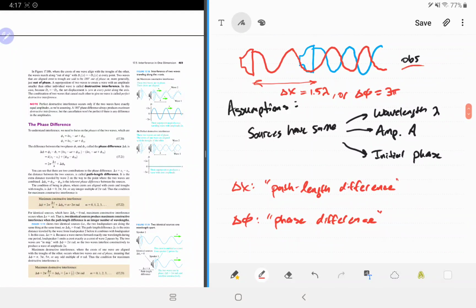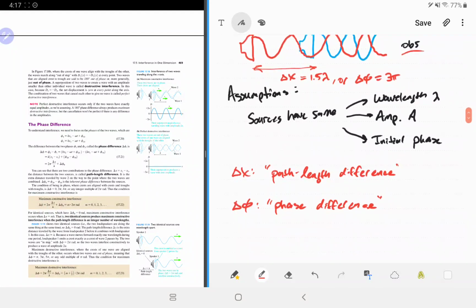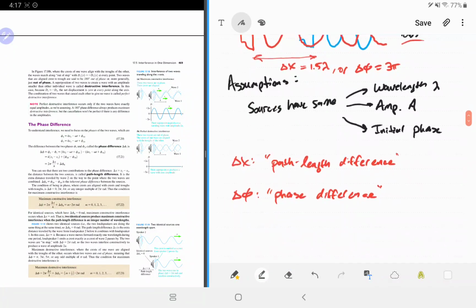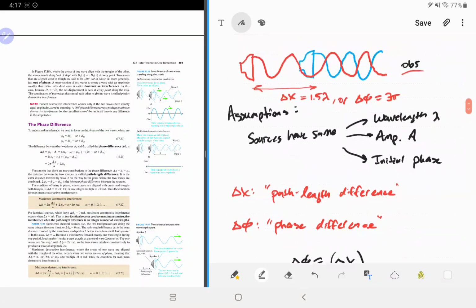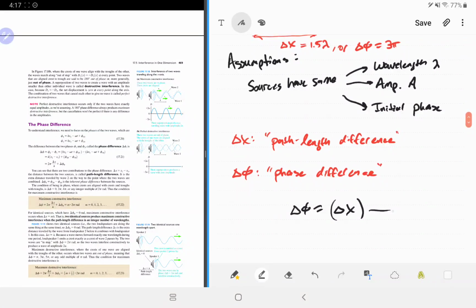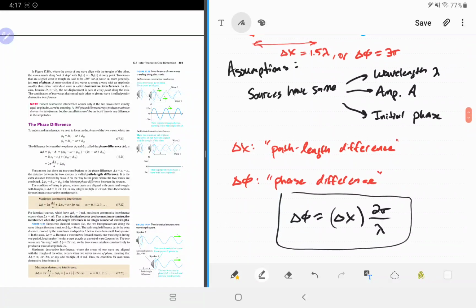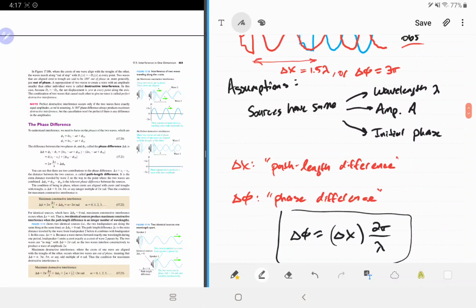So there's a relationship between delta x and delta phi. Once you know one, you know the other one. In general, you take the path length difference, and for every lambda, so if delta x was equal to lambda, delta phi would be 2 pi. If delta x were 2 lambda, then the phase difference would be 4 pi, etc. So this is how you can convert between path length difference and phase difference. So obviously it depends on the wavelength.